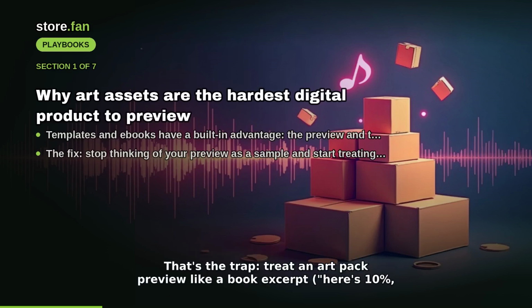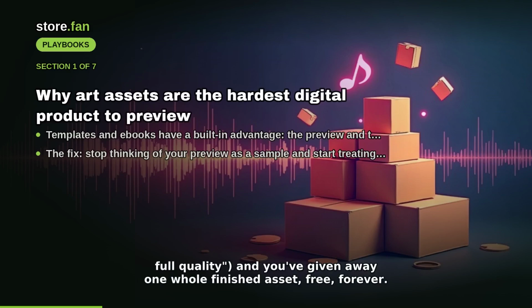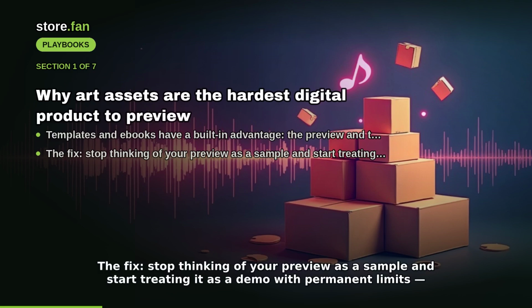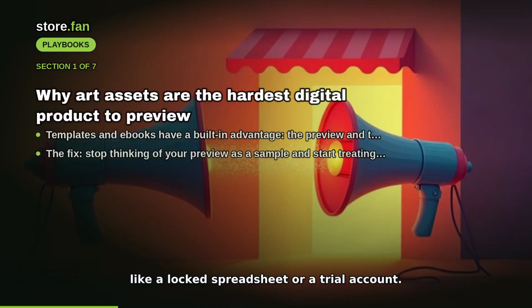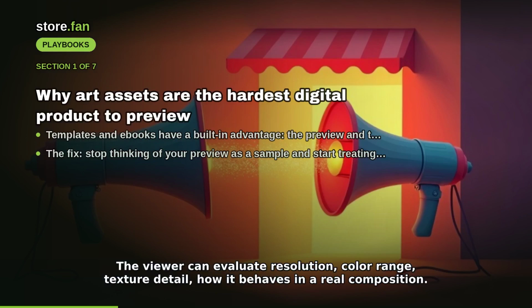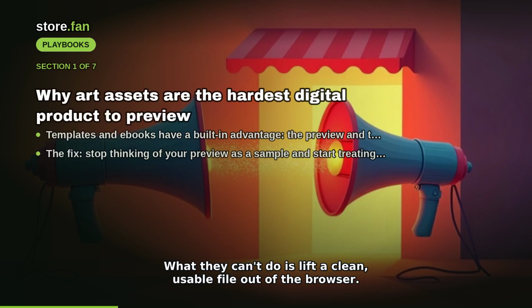That's the trap. Treat an art pack preview like a book excerpt. Here's 10% full quality. And you've given away one whole finished asset, free forever. The fix. Stop thinking of your preview as a sample and start treating it as a demo with permanent limits, like a locked spreadsheet or a trial account. The viewer can evaluate resolution, color range, texture detail, how it behaves in a real composition. What they can't do is lift a clean, usable file out of the browser.